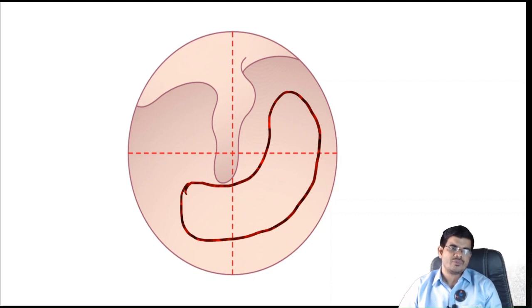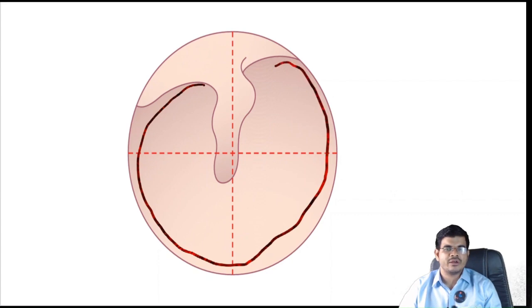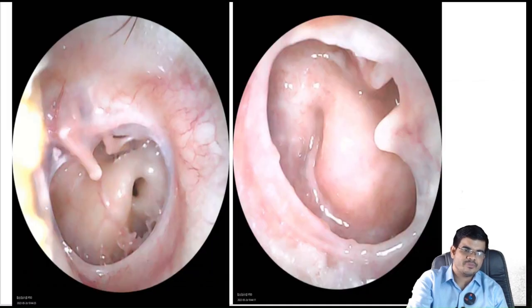Now, if it is larger than a large central perforation, without involvement of the tympanic annulus, and the whole of the pars tensa is being involved, that is what is called a subtotal perforation. It will be like this. So these are the various types of tympanic membrane pars tensa perforations that you have to know. This is how you describe the perforation when you are asked to describe the middle ear abnormality.